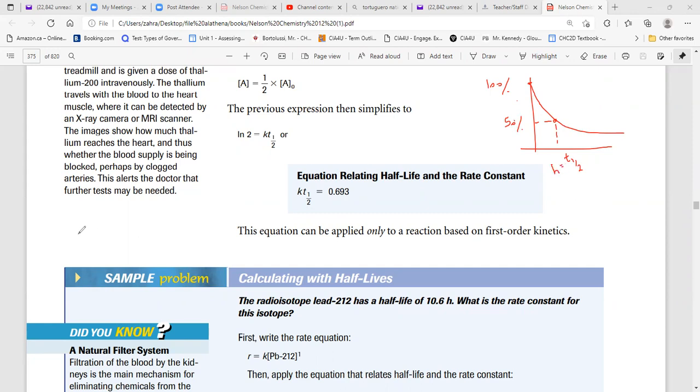So the equation for the half-life is A, the amount at time T, equal to A0, where A0 is the initial amount, times 1/2 to the power of T divided by half-life. Instead of T1/2, I put H. H is the period, or the time, that it takes for material to decay to half of its original. So you have that. Here is another one that relates the rate constant: K, the rate constant, multiplied by half-life, is equal to 0.693.